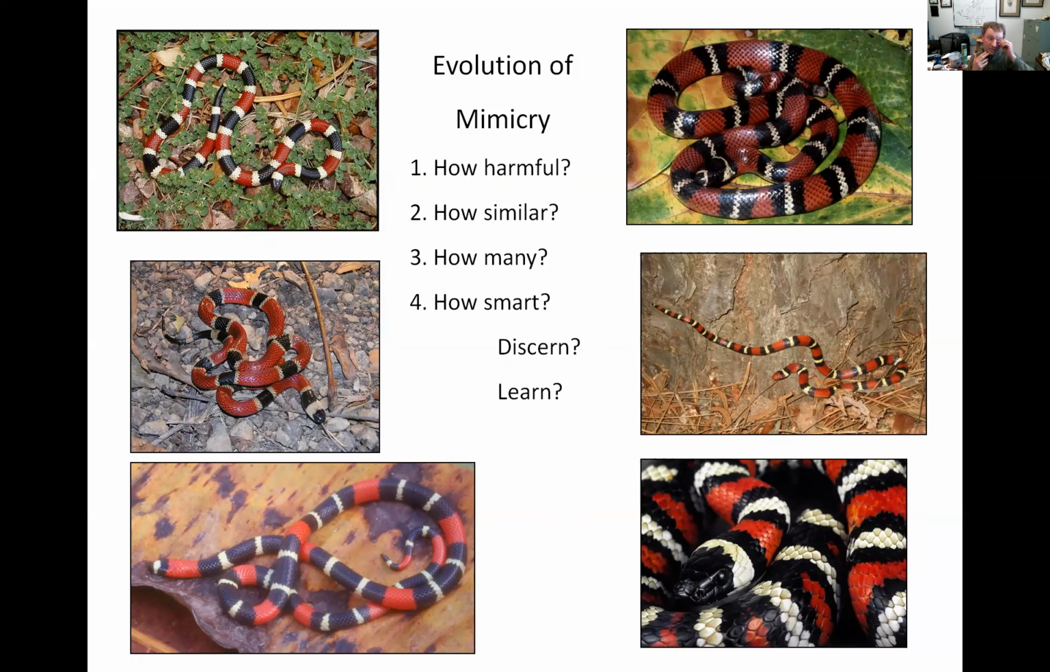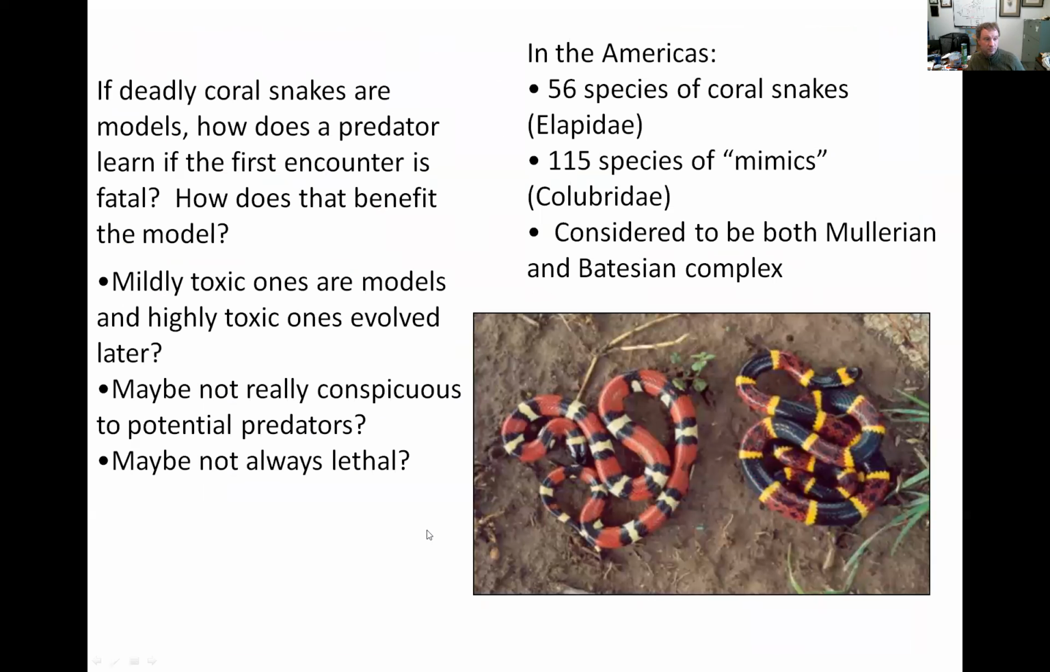And so basically the question is, how does mimicry start as a system? Do predators have to learn from experience that these are not prey they should go after, or is it instead something that they can evolve? Do they have an innate avoidance of this type of color pattern? To repeat, if deadly coral snakes are models, how does a predator first learn if the first encounter it has is fatal? And if a model kills the predator and so the predator doesn't learn, how does that benefit the model?